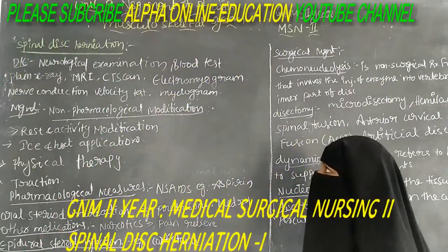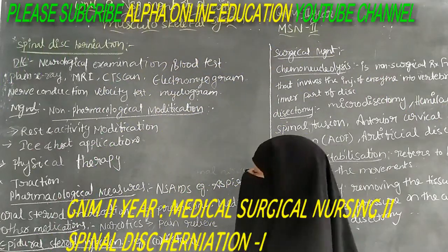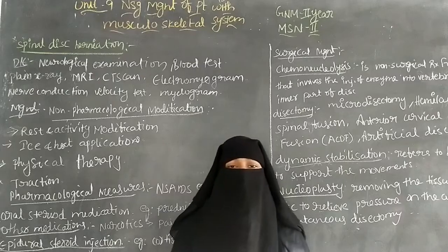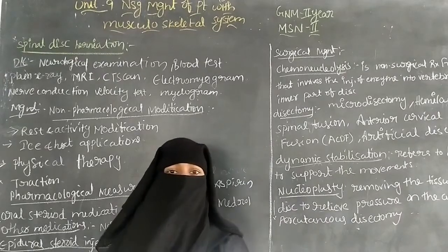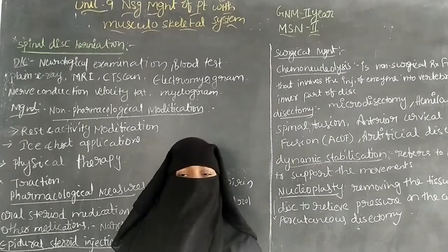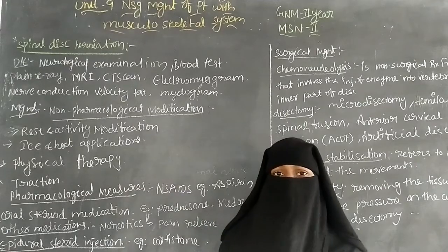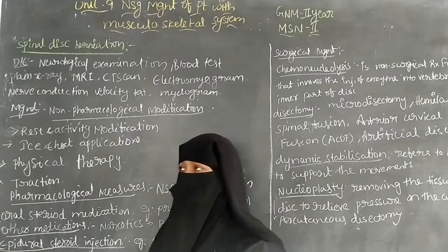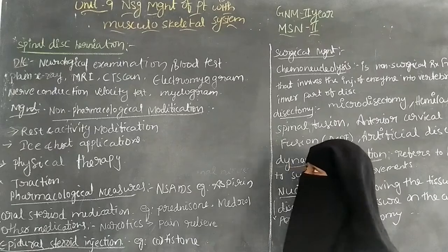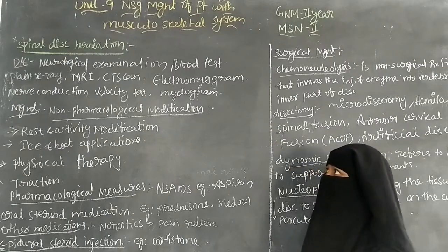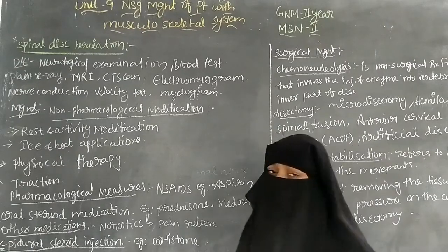Hi everyone. Today I am going to discuss medical surgical nursing 2 for the GNM second years, and in that we are going to discuss Unit 9, nursing management of patients with musculoskeletal disorders. In the last class we saw about spinal disc herniation.